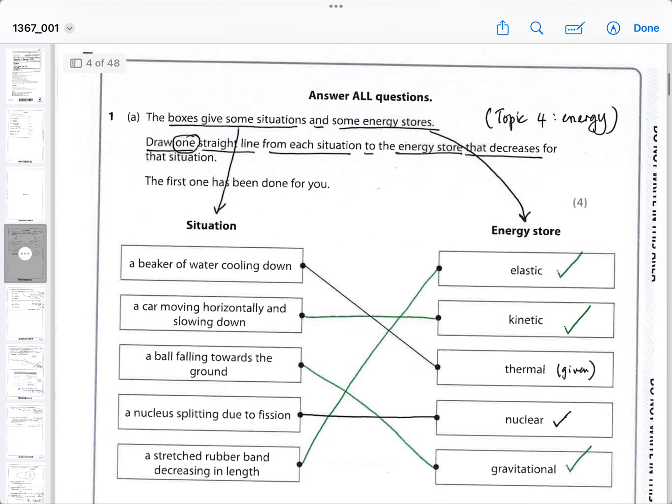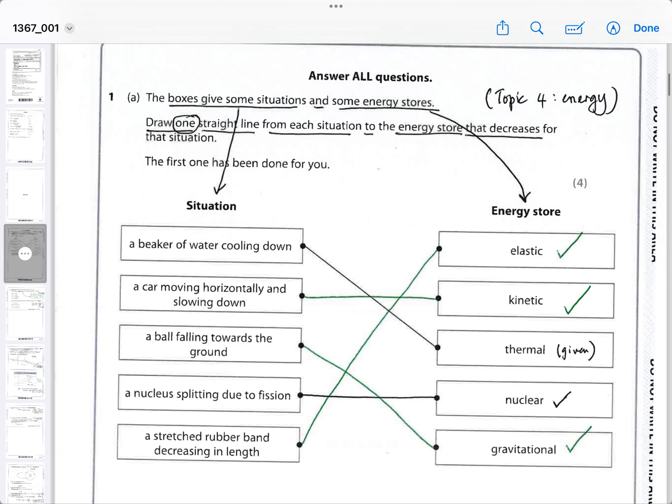The first question, I actually gave 2 of the answers, because I gave them a nucleus splitting due to fission comes from a nuclear energy store, because we haven't done radioactivity yet. We've done the first 6 topics, so we haven't done nuclear or radioactivity, and we haven't done astrophysics. So it's all the questions other than those 2 topics.